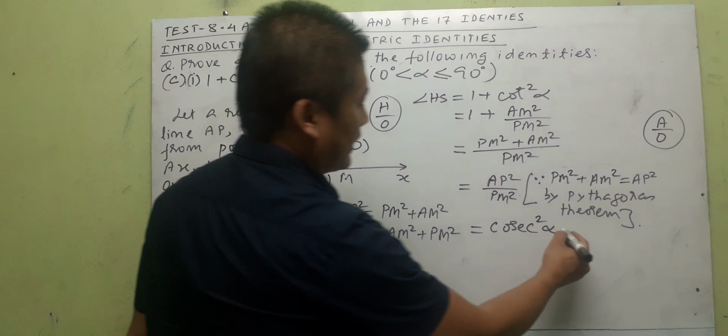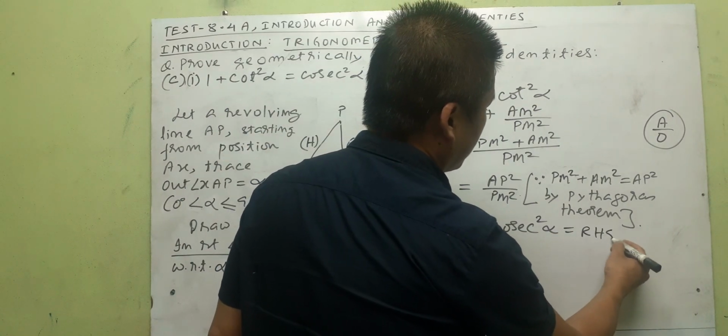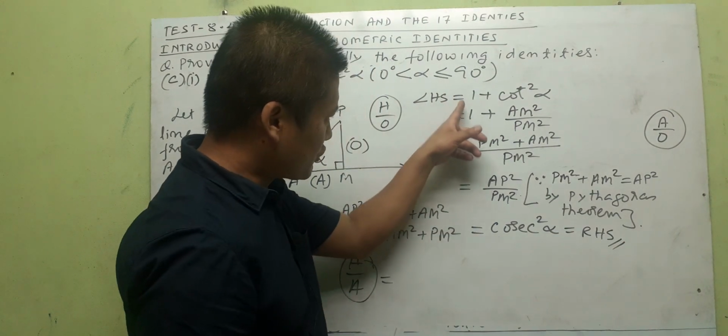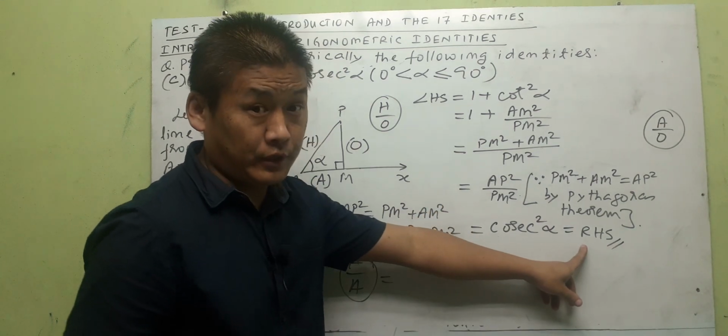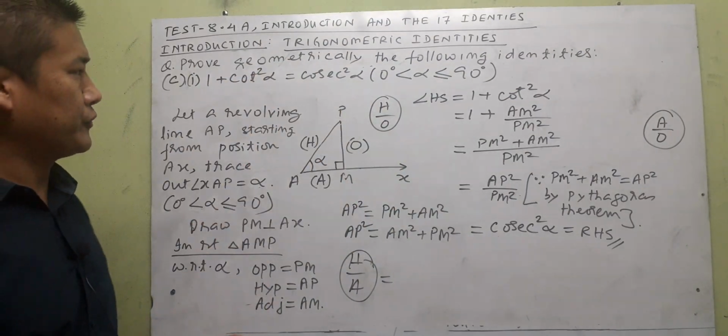So this will be equal to the right hand side. We have shown geometrically that the left hand side and the right hand side are equal. So our identity is proved, right?